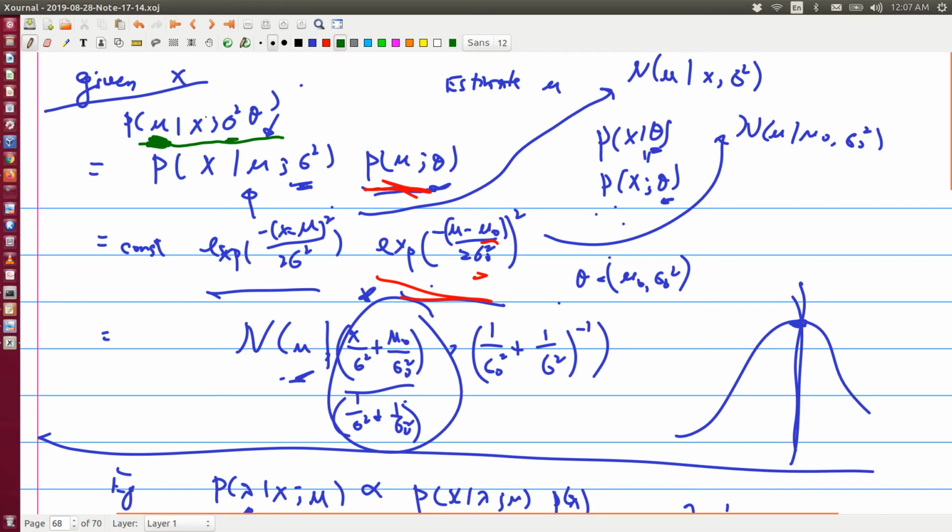After this bar, the x is a variable, but after the semicolon, these are the parameters. We assume the variance is fixed, so we're not trying to estimate it here. Now this is not equal, but proportional to the likelihood, x given mu, times the prior, p of mu given theta.